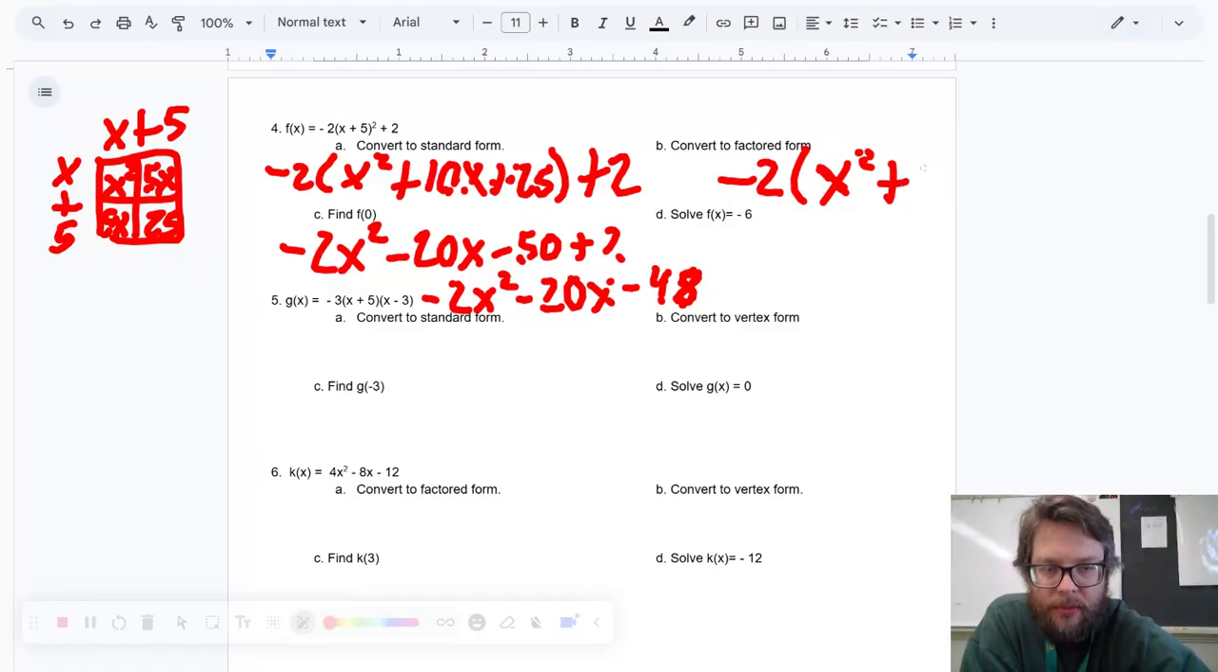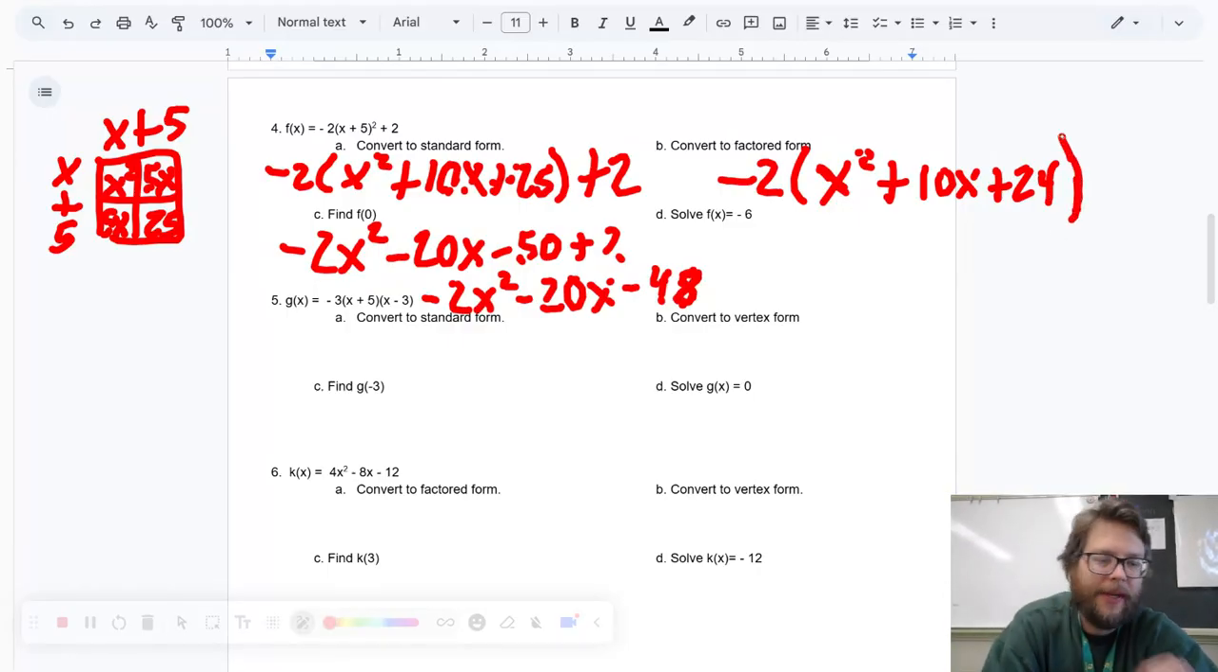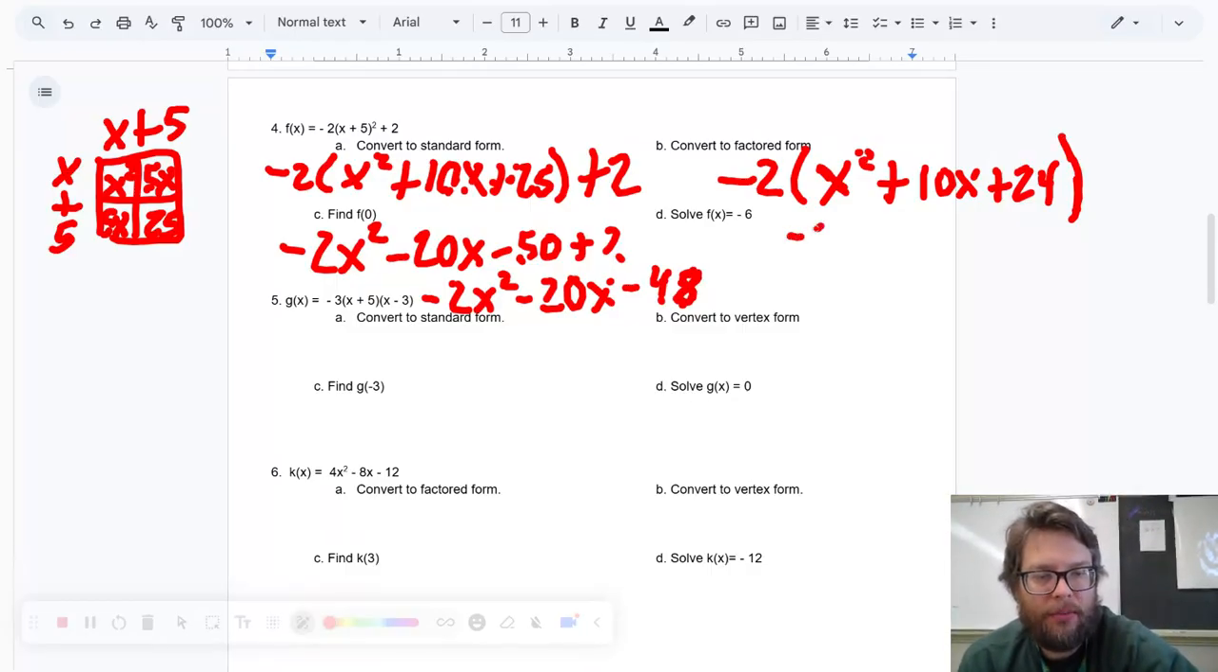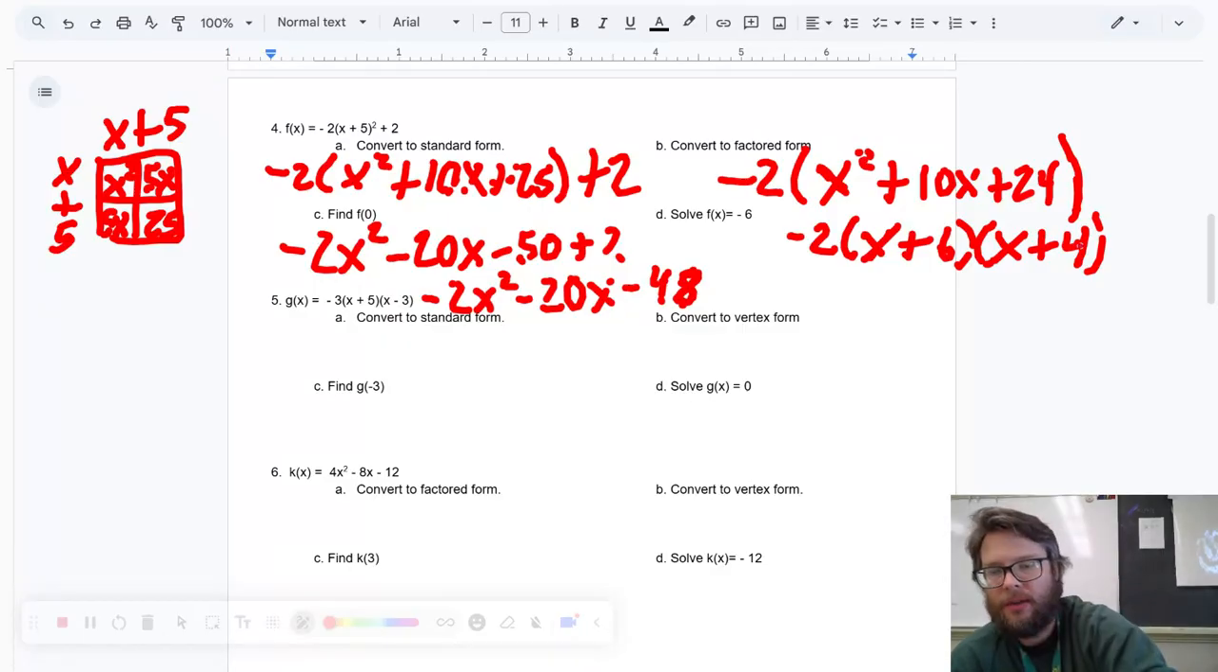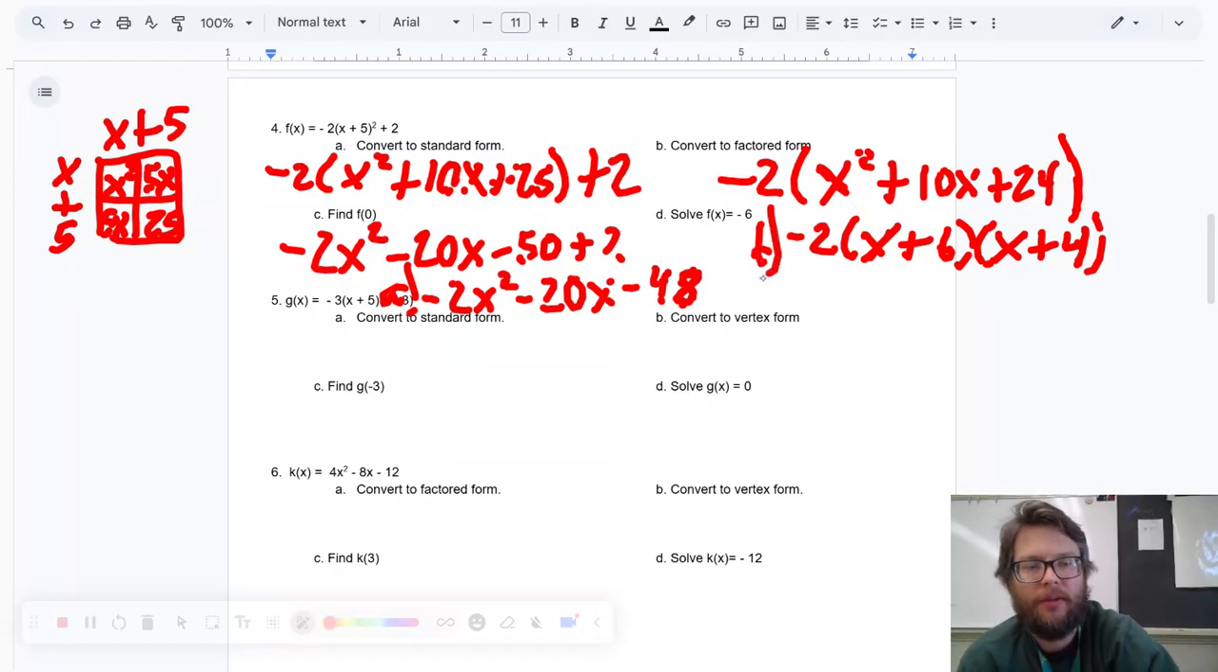Okay. To convert that to factored form, I'm going to first factor out the negative 2, leaving me with a positive x squared, positive 10x, positive 24. Remember, factoring is just like dividing. So if you see that everything has a common factor of 2, you can divide everything by 2. And then you have a much easier problem left over inside the parentheses. Two numbers that add to make 10 and also multiply to make 24. 6 times 4 and 6 plus 4. All right, so that was A over here, standard form, B, factored form.